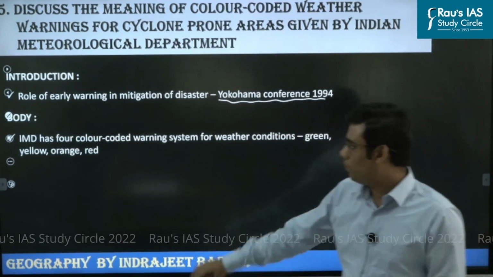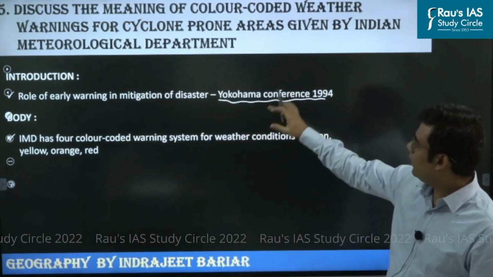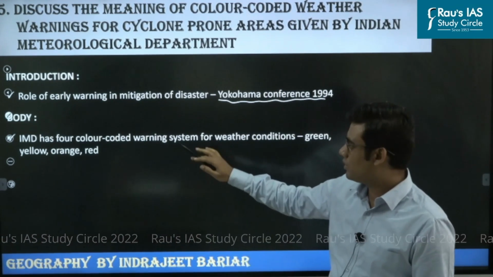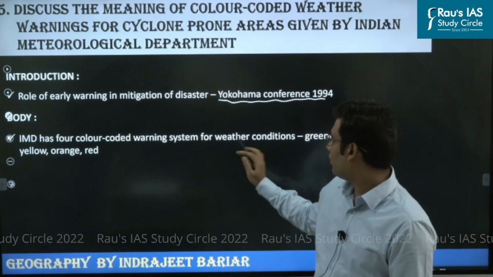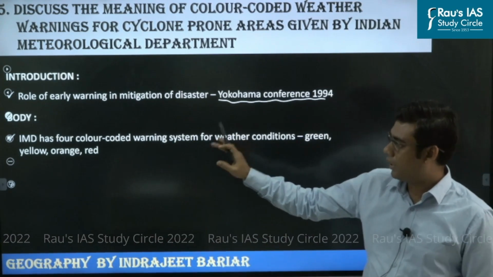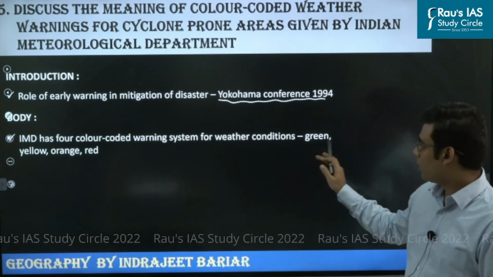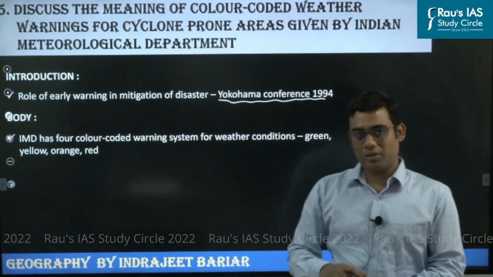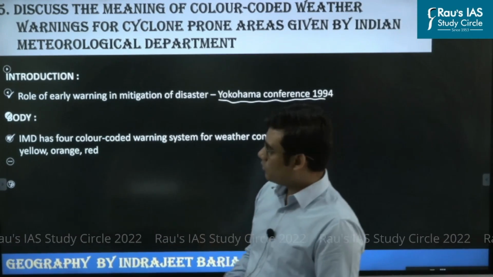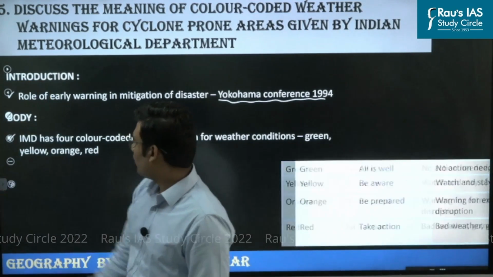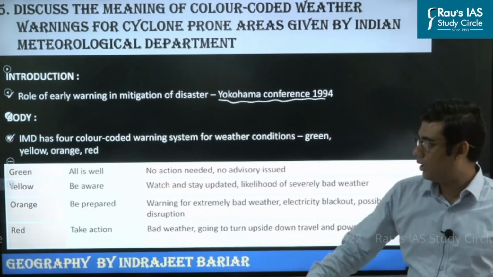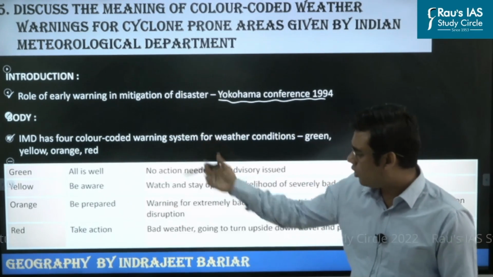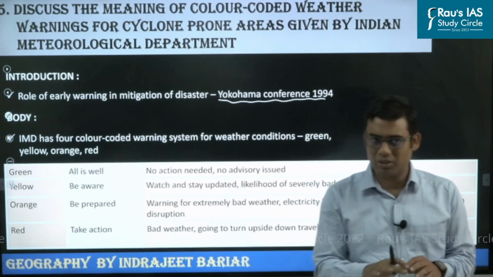And so in the body part, we start with giving the idea of what this color-coded warning system is. The IMD uses a 4 color-coded warning system, the 4 colors being green, yellow, orange and red. Now, based on these 4 color schemes, what exactly is this warning system? So you see over here, green. When green is there, green means all is well, which means the conditions are good.